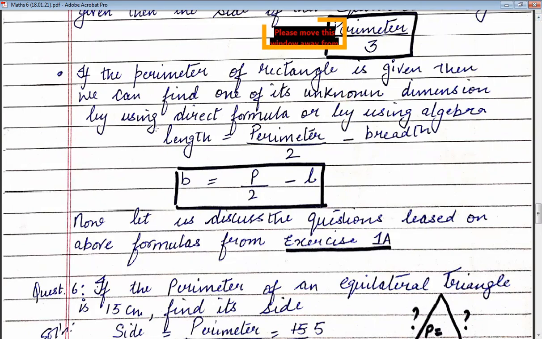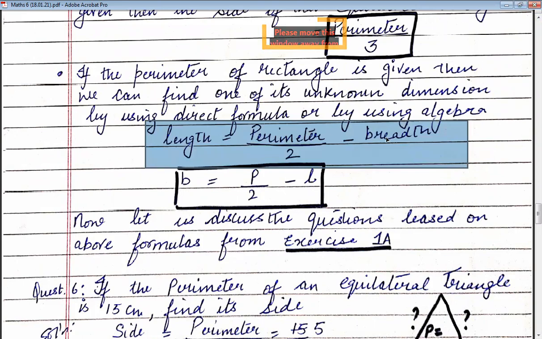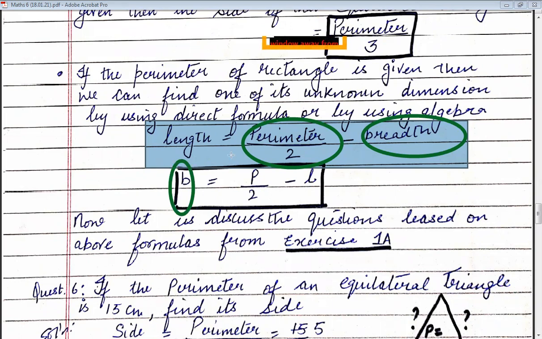I repeat, if you want to find the length of a rectangle and the perimeter is given to you and the breadth is also given to you, what will be your formula? Perimeter divided by 2 minus breadth. So this is your formula, and if you have to find the breadth, the formula will become perimeter divided by 2 minus length. You have to learn all these formulas. Let us repeat all these formulas one more time.